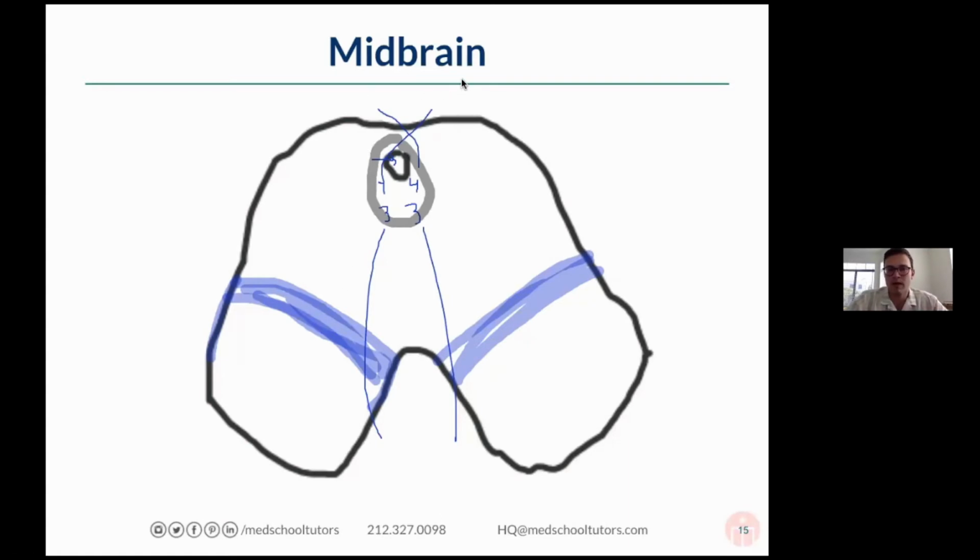All right, back to our tracts. So I mentioned that the corticospinal tract is always going to be anterior, right? And so it's going to run in the cerebral peduncles, and I would not worry about the organization.